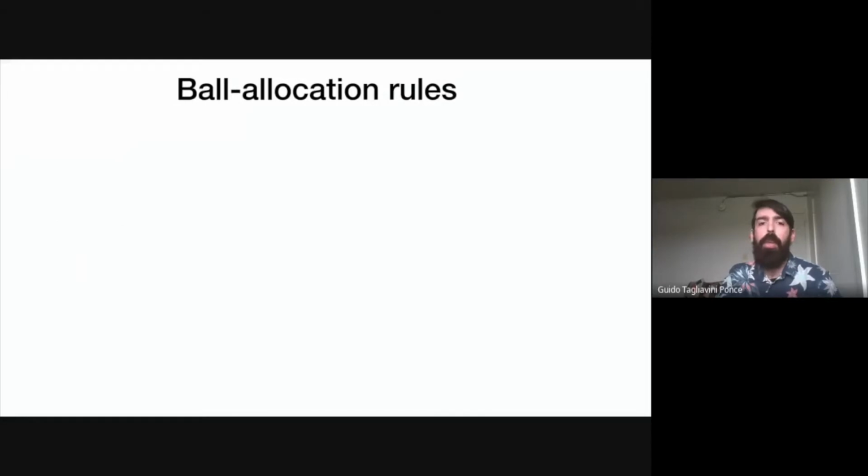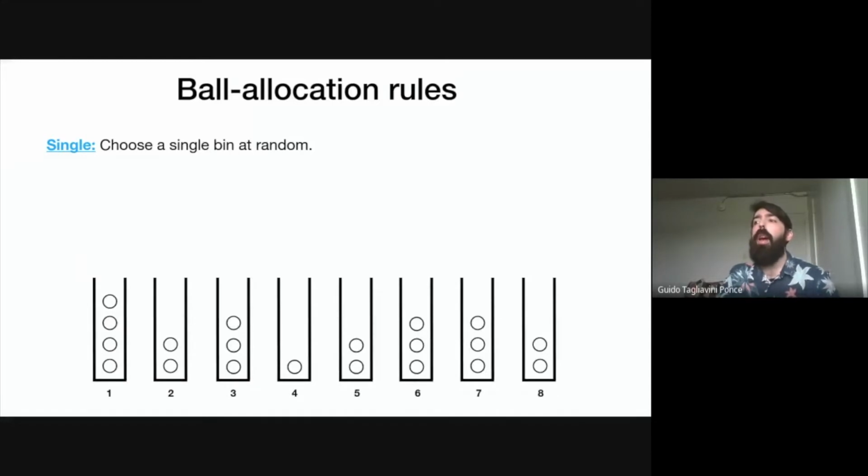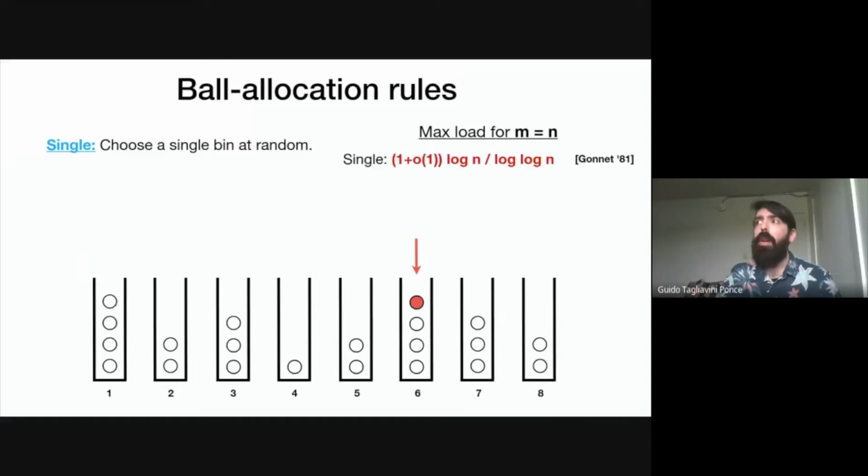OK, so how do we throw balls into bins? The simplest way to do this is with an algorithm called Single, where you choose a bin at random and you put the ball there. For instance, if you have these bins and those balls distributed into the bins, you select a bin at random, let's say 6, and you place the ball there. For m equals n, the max load is going to be roughly log n over log log n. This was shown by Gonnet in 1981.